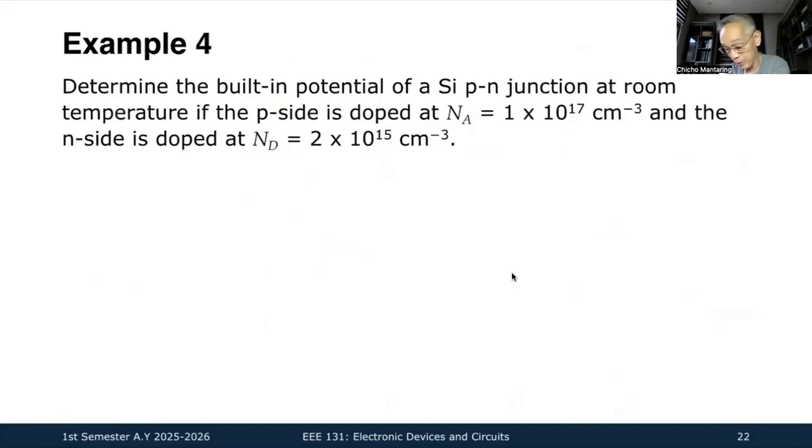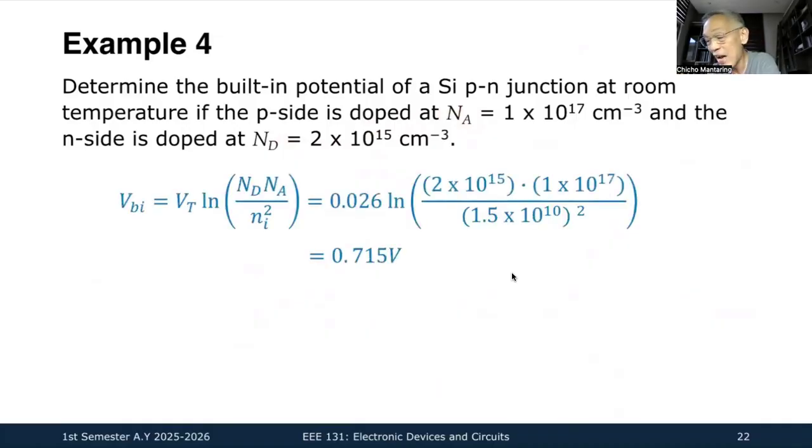So let's take an example. Determine the built-in potential of a silicon p-n junction at room temperature if the p side is doped at Na equal to 1 times 10 to the 17 centimeters to the minus 3, and the n side is doped at Nd equal to 2 times 10 to the 15 centimeters to the minus 3. The assumption here is that these are already your net concentrations. In other words, this assumes that Nd is equal to 0 on the p side, and Na is equal to 0 on the n side. So actually quite trivial.